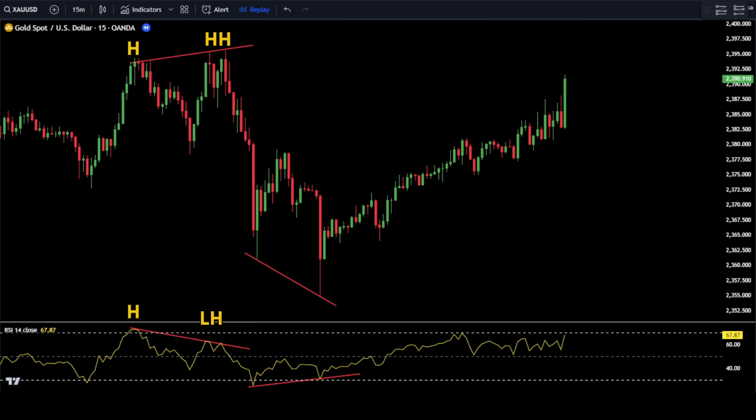If the RSI indicator forms a valid bearish divergence pattern, your main focus should be on finding the best point to place a sell order.